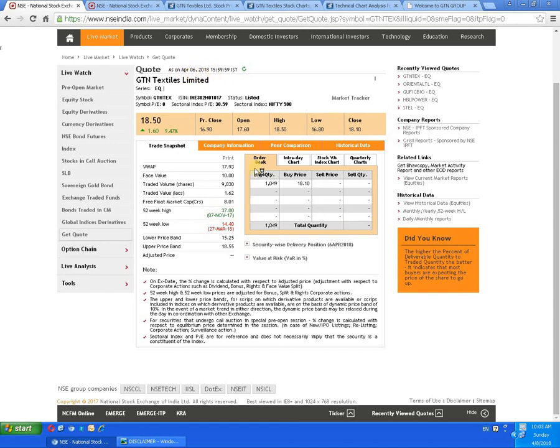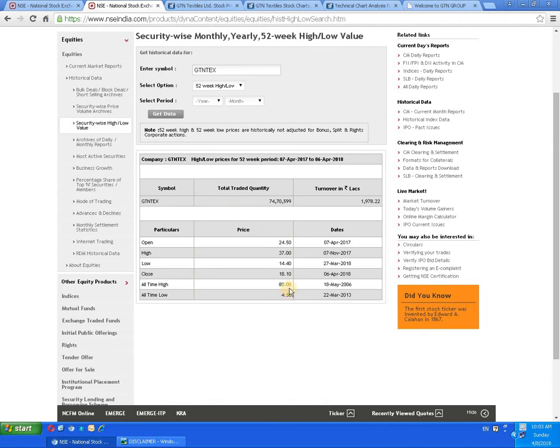Let's check the historical data. The all-time high is 80 rupees, dated 18th of May 2006, and the all-time low is 4 rupees 50 paisa, dated 22nd of March 2013. To have a better understanding, let's check the graph.